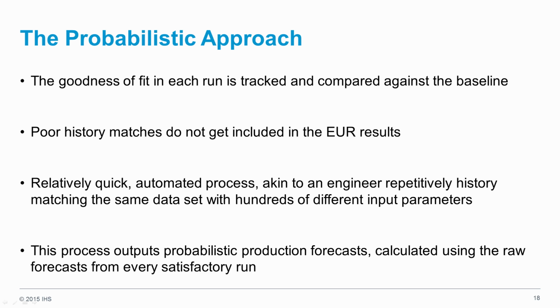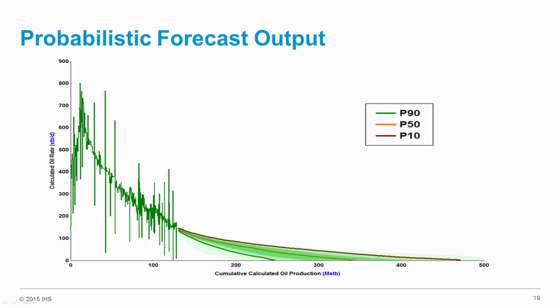So just to summarize, what has this probabilistic approach accomplished for us? Well, it has taken the uncertain distributions we've assigned to input parameters, randomly sampled them, created hundreds and hundreds of independent, unique history matches that all match our production history to our satisfaction, and it has forecasted all of these reservoir configurations. From those hundreds and hundreds of forecasts, we have calculated the P90, P50, and P10. Here's what that output looks like.